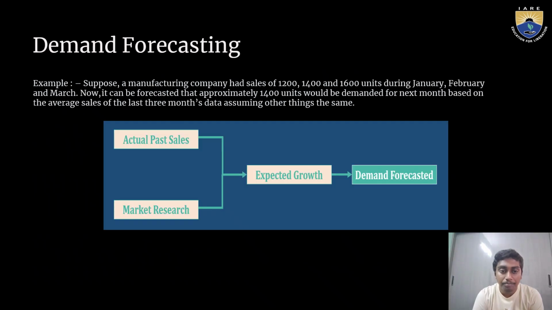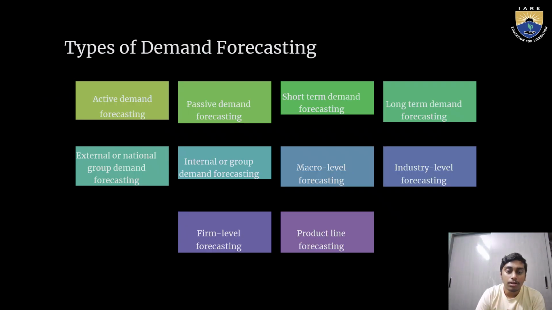Demand forecasting. Suppose a manufacturing company had sales of 1200, 1400, and 1600 units during January, February, and March. Now it can be forecasted that approximately 1400 units would be demanded for next month based on the average sales of the last 3 months' data, assuming other things the same. From the given diagram, we can see actual past sales and market research combine to give expected growth, and demand is forecasted.